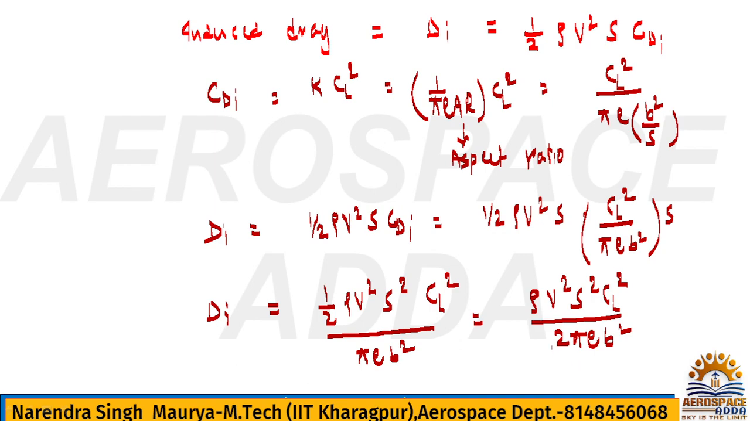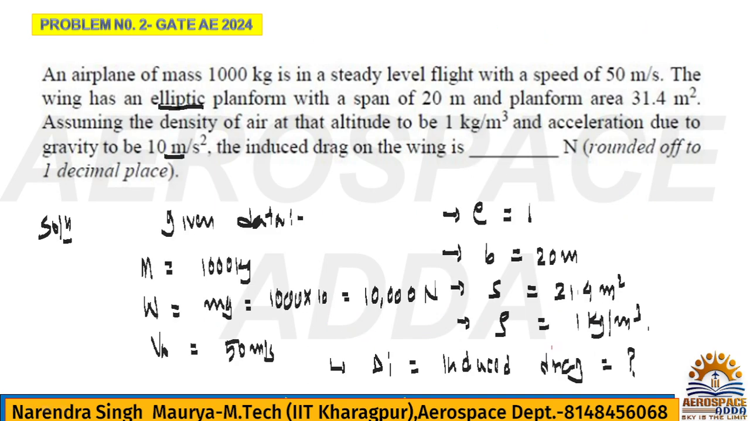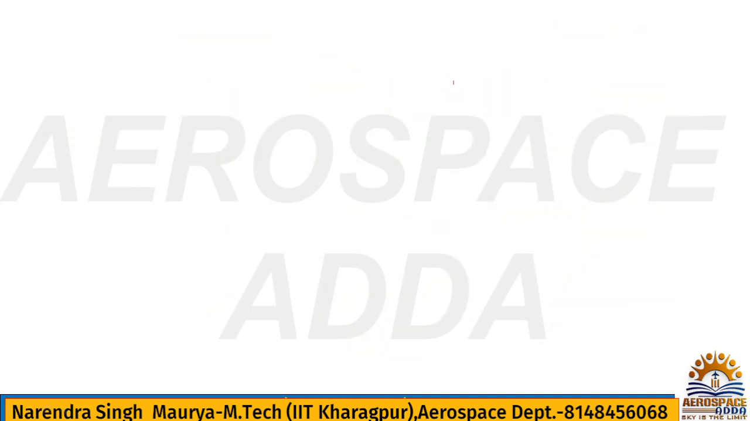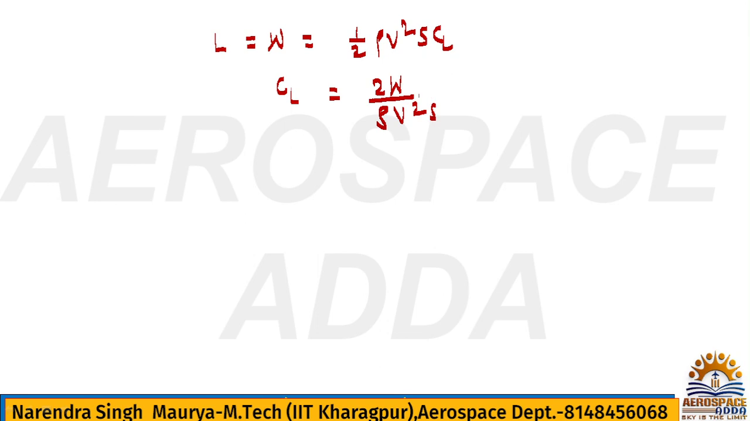Check, CL they have given in the problem? No, they have not given. What you will do, because they have said clearly it is steady level flight. What is the meaning of it? Steady level flight means lift is equal to weight, and weight they have given to us. What is the formula? Half rho V squared S into CL. So CL is nothing but 2 times the weight divided by rho V squared S. This is the value of CL, because in steady level flight lift is equal to weight.